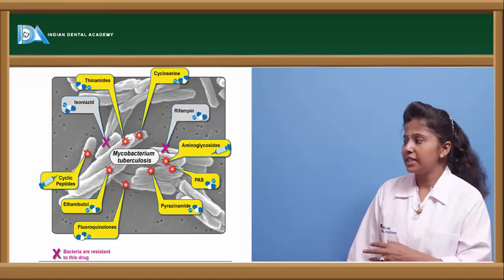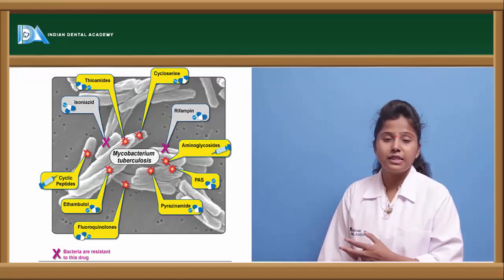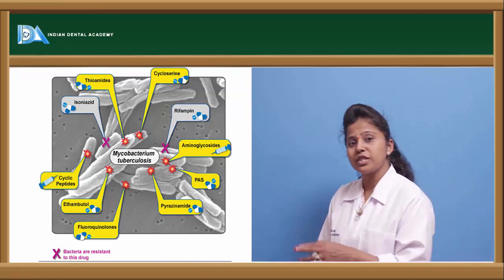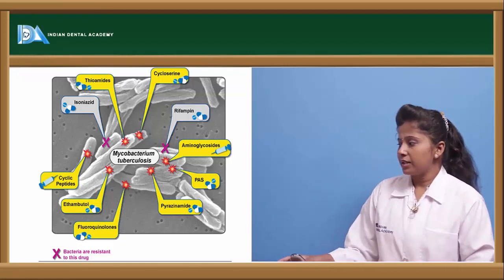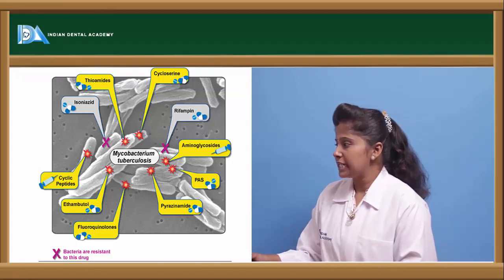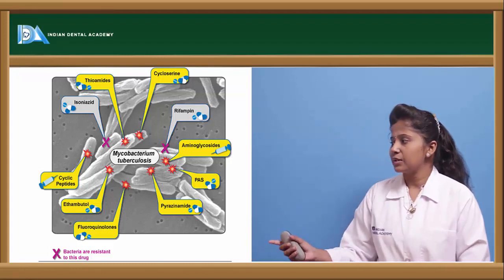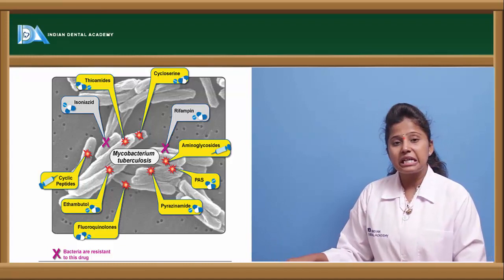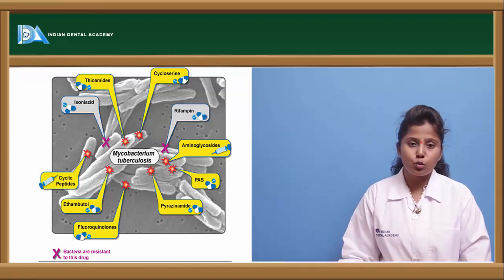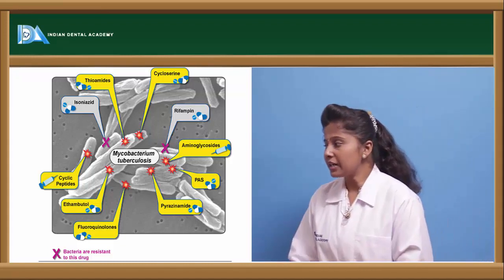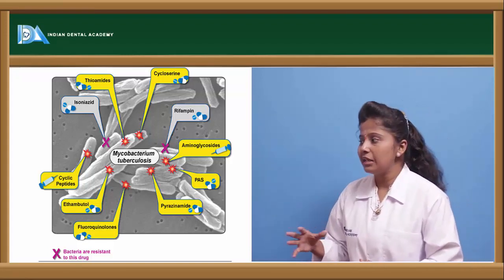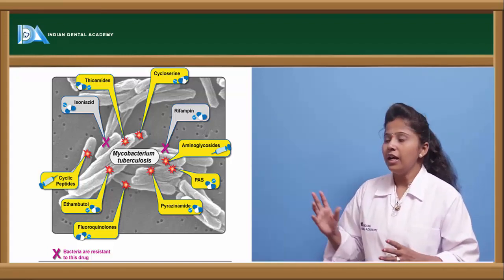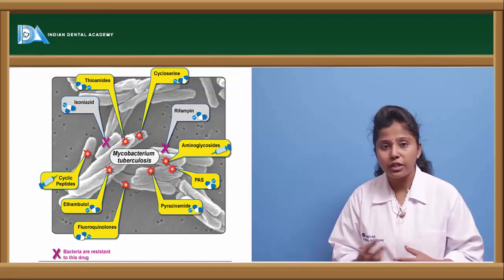So here we can see a few drugs which are showing resistance in the bacteria, for example isoniazid as well as rifampin. Mainly these are the two drugs showing resistance, and the remaining drugs are effective, but they are not mostly preferred. So the clinically used drugs are isoniazid and rifampin, and mainly the combination of these two drugs is given.